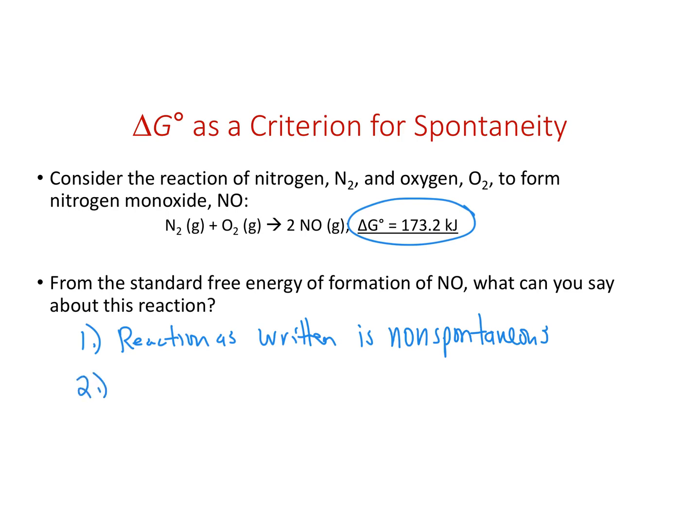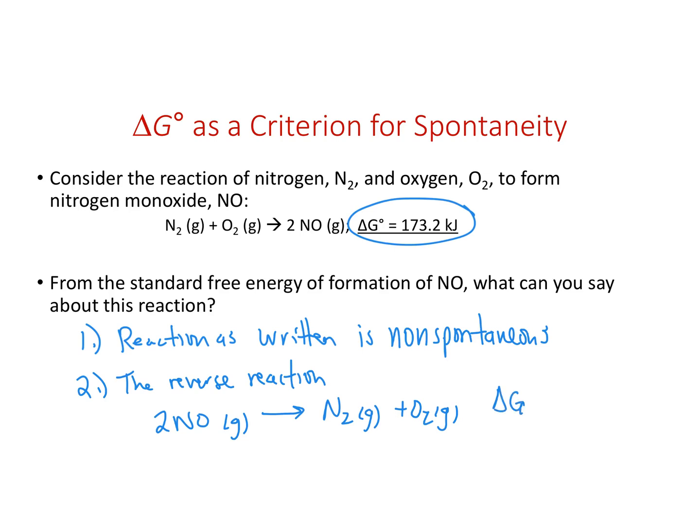But what that means is the reverse reaction, so 2 molecules of nitrogen monoxide breaking down into a molecule of nitrogen and a molecule of oxygen gas, that delta G, we're going to go the opposite direction now. This is a state function. It only matters where we started and where we ended. It didn't matter how many steps we took. So if I flip that reaction, I flip the delta G. Now I'm going down 173.2 kilojoules of energy. So the reverse reaction is spontaneous.